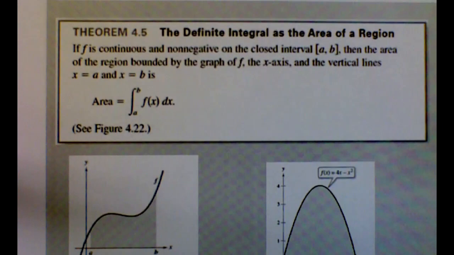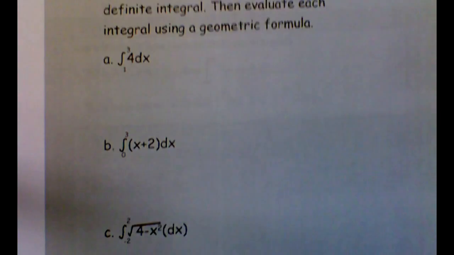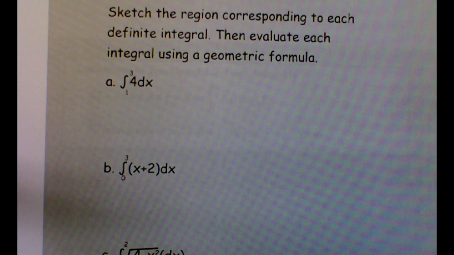So, here's our theorem. The definition of the definite integral as an area of a region. The area is equal to the definite integral from the two sidelines. This is always between the graph and the x-axis, though. If we want to do something else, we have to write it a little differently. So we're going to find each of these areas using a geometric figure.